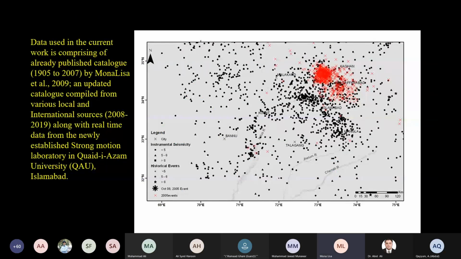Now this diagram is showing data compiled from the catalog, which was compiled in 2007, starting from 1905 to 2007. Unfortunately, in Pakistan, we have difficulty getting real-time data due to inaccessibility of some seismic stations and lack of seismic stations.